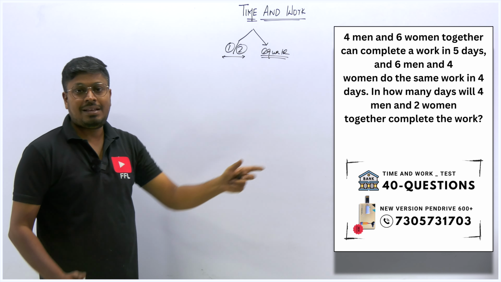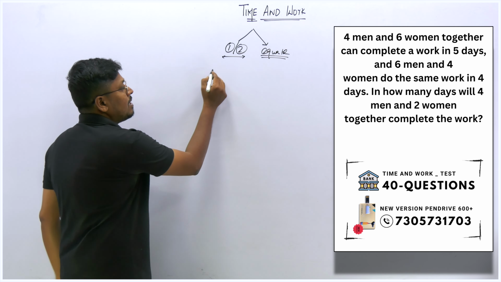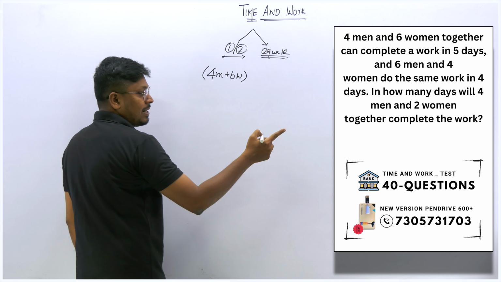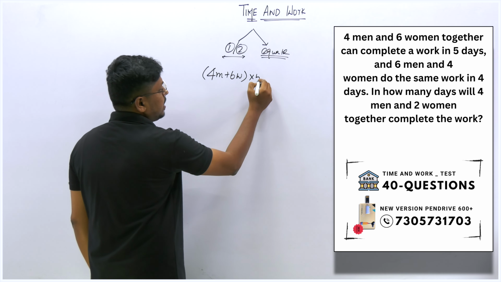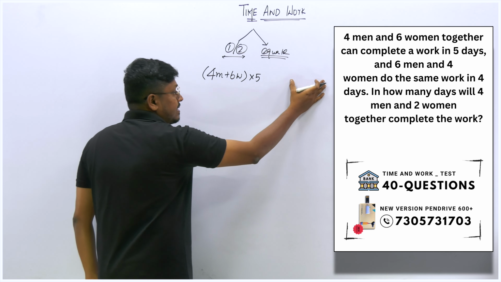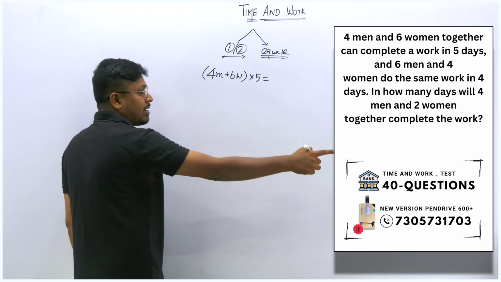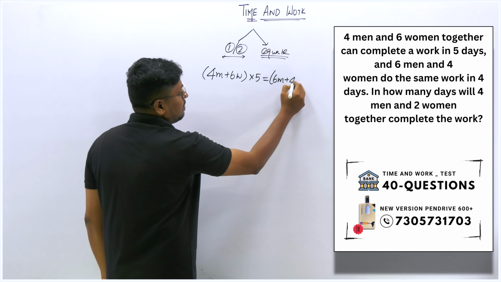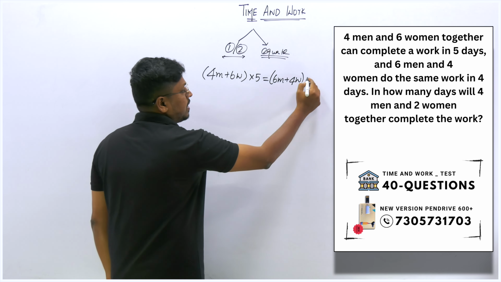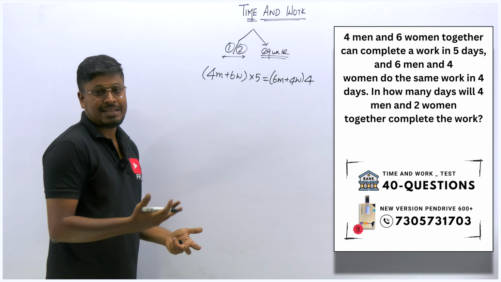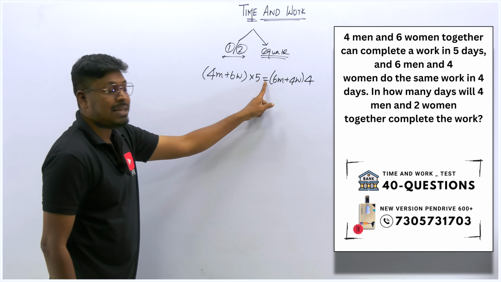Equate is nothing but, see, 4 men and 6 women can complete a piece of work in how many days? 5 days. So into 5. And we know that this data and the next data are both doing the same work. You can see 6 men and 4 women again can complete a piece of work in 4 days. That is the same piece of work. So both are doing the same piece of work. That's the reason I'm equating it.